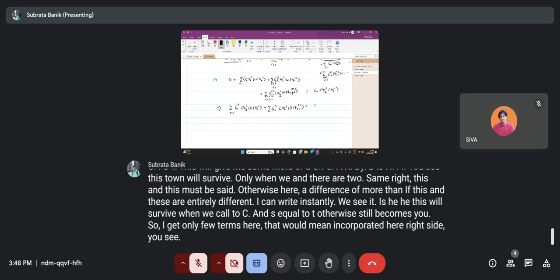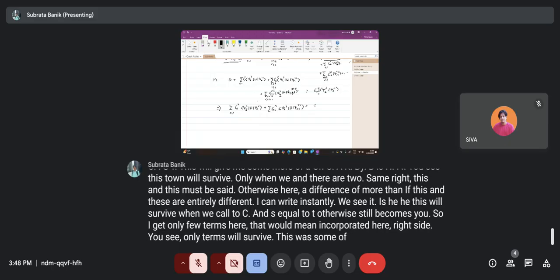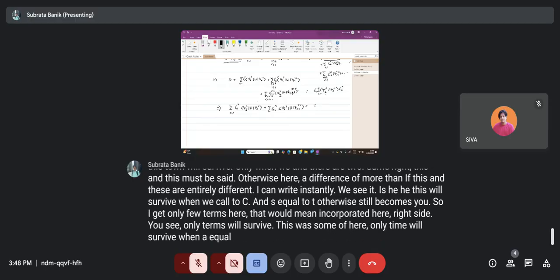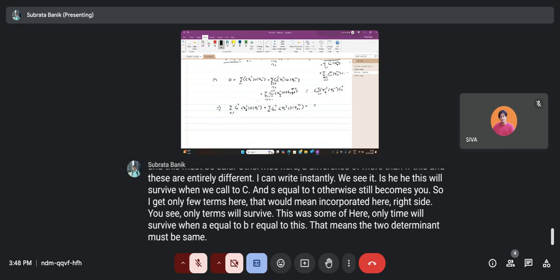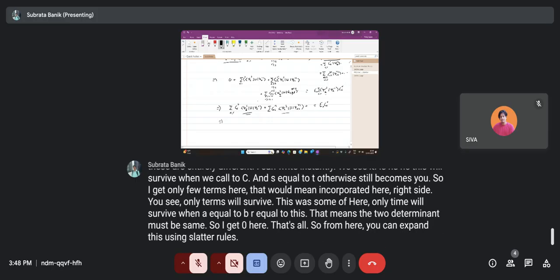Right side, you see, only terms will survive. This was sum over R, C here. Only term will survive when A equal to B, R equal to S. That means the two determinants must be same. So I get E0, T of, that's all. So from here, you can expand this using Slater rules, right? Here we get this equation.